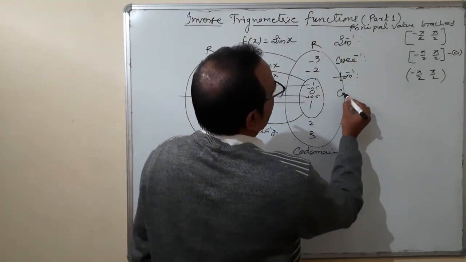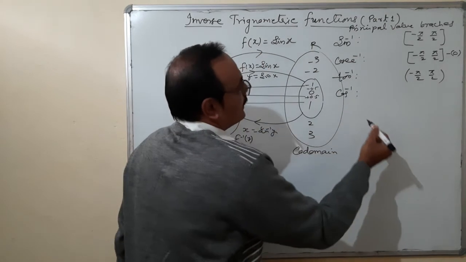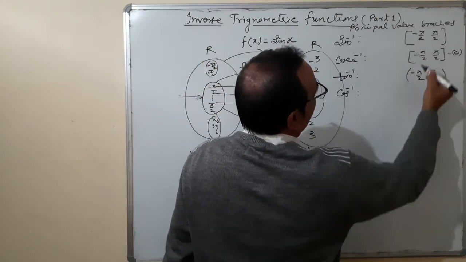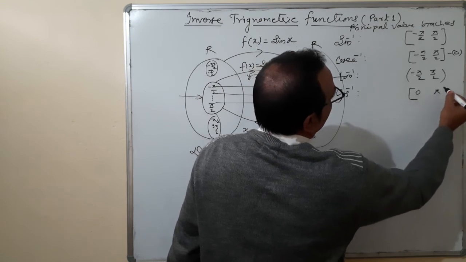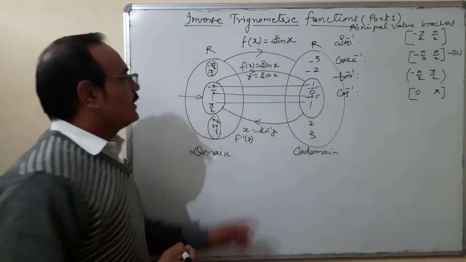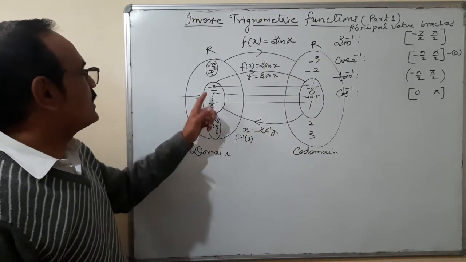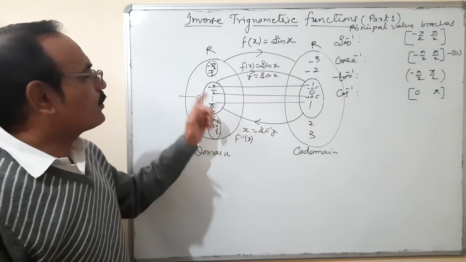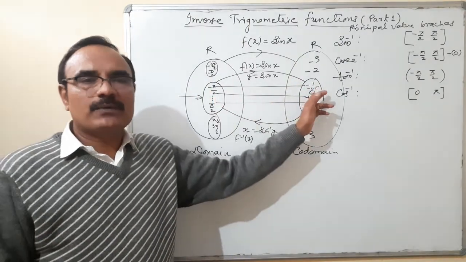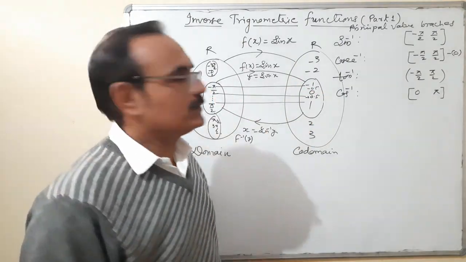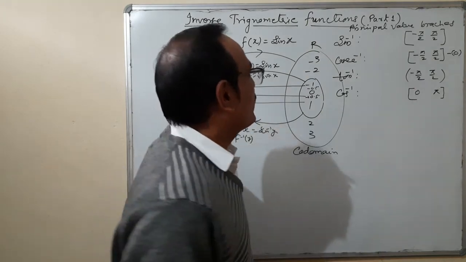Cos inverse, it is 0 to pi. Same as whenever f of x is equal to sin x, you can see that minus pi by 2 to pi by 2. In the cos, it is 0 to pi. They are having the unique value. That means the function is one-one and onto. It is invertible. 0 to pi.